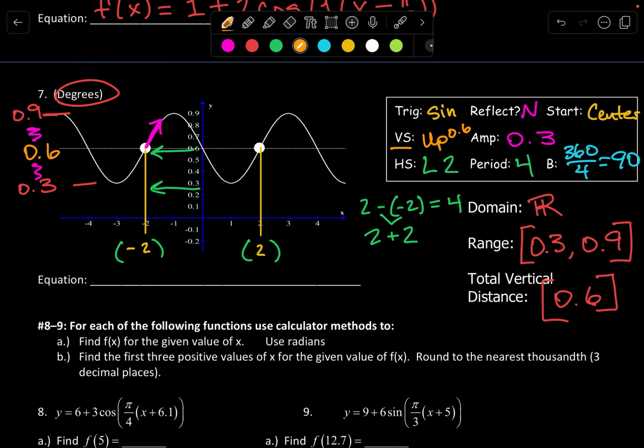The next thing I need to do is actually write the equation. The equation is going to be f of x equals, my vertical shift was up 0.6. This was not reflected, so I'm going to say plus. The amplitude was 0.3. It was a sine graph. My b value is 90. I'm using degrees, so I'm going to say theta. And I moved to the left, so I'm going to say plus 2. And that should be my correct equation.